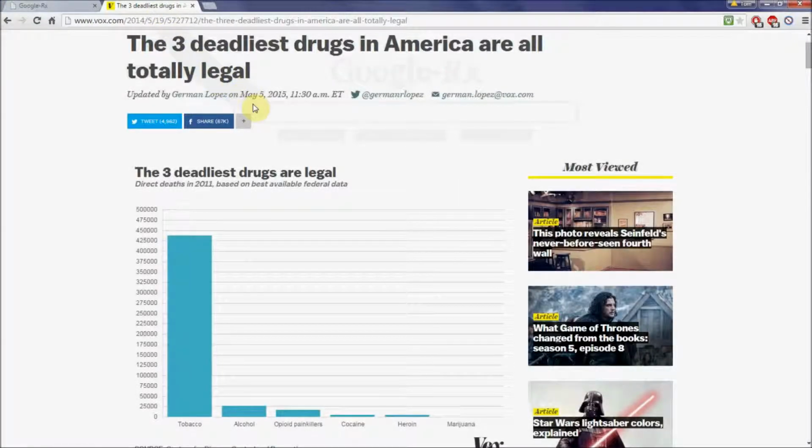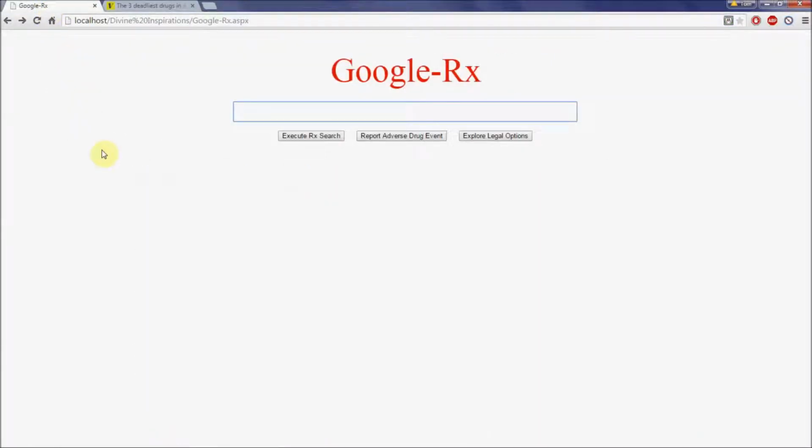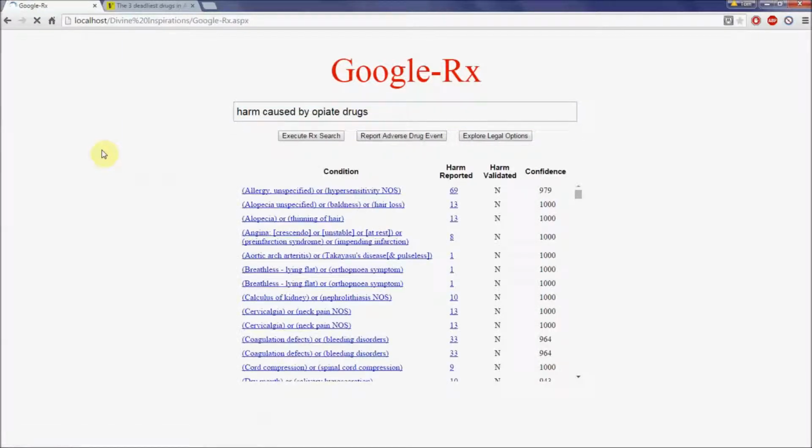Consider the May 5th, 2015 article entitled, "The 3 Deadliest Drugs Are Legal." At number 1, we see tobacco, followed by alcohol, followed by opiate painkillers. Let's use GoogleRx to research opiate drugs. We can type in the following: harm caused by opiate drugs. The following is what is returned from GoogleRx.